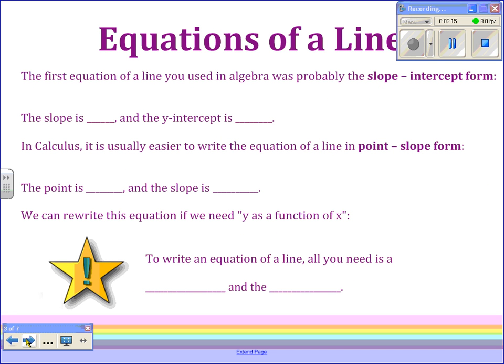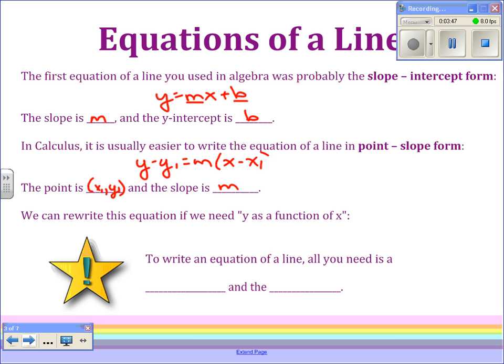Next one, equations of a line. The first equation of a line that you used in algebra was probably slope-intercept form. Slope is m, y-intercept is b, y equals mx plus b. All it has is slope and intercept and then an x and y, so we call it slope-intercept. In calculus, it is usually easier to write the equation of a line in point-slope form. If the point is (x1, y1) and the slope is m, then we get y minus y1 equals m times (x minus x1).